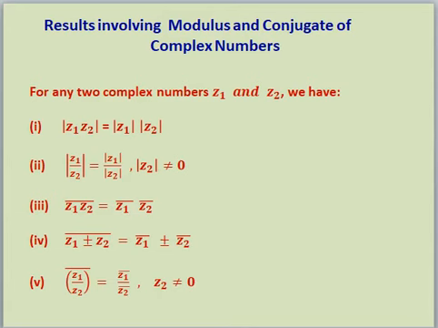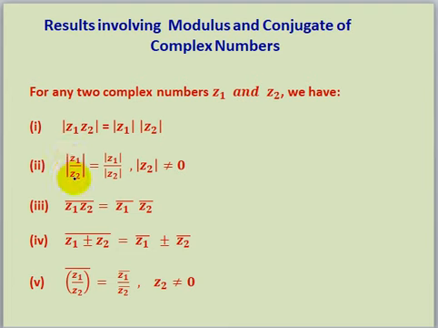Now discussing some properties or results which involve the modulus and conjugate of a complex number. Say we have two complex numbers z1 and z2, then the modulus of the product z1 z2 can also be written as the modulus of z1 multiplied with the modulus of z2. So either you multiply both and then take their modulus, or you first evaluate their modulus and then multiply them. The result will be the same.